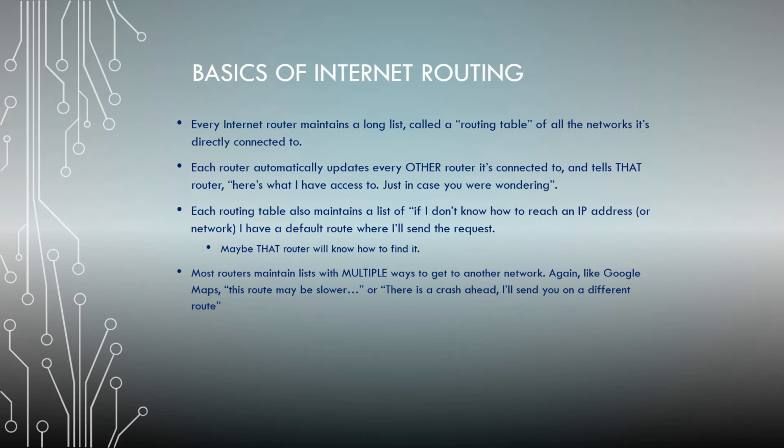Most routers maintain lists with multiple ways to get to another network. Again, kind of like Google Maps. This route may be slower, or there's a crash ahead, I'll send you on a different route. Remembering our earlier maps when we showed many network paths going to network cities, and I explained that your request may go through one set of cities and the response may go through another. This is for that very reason.